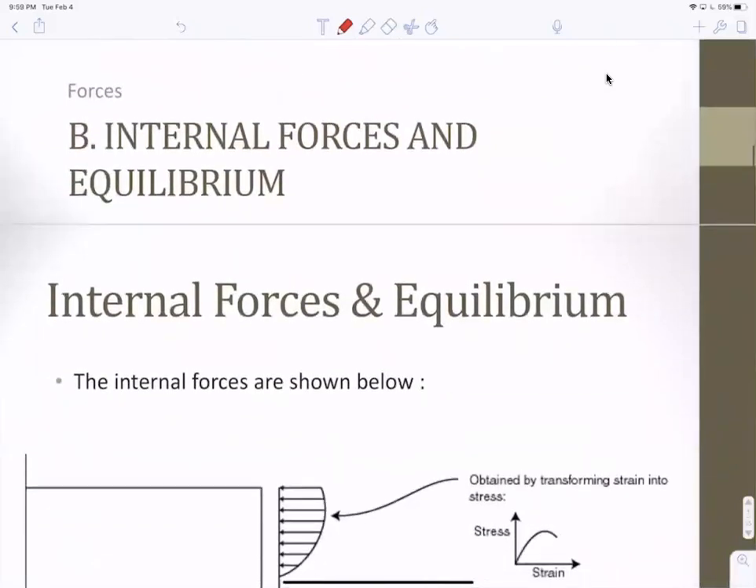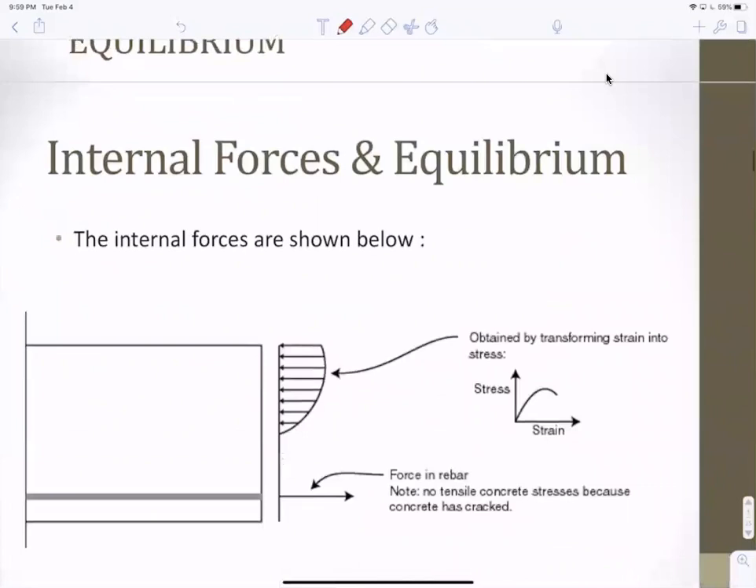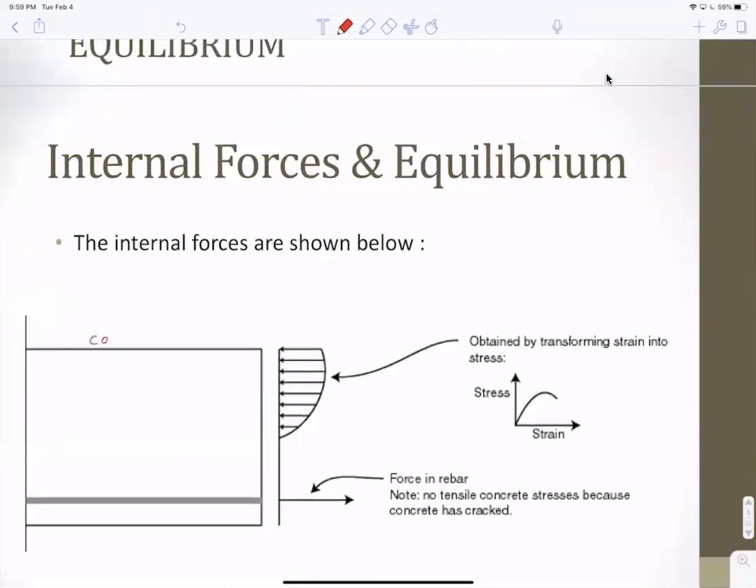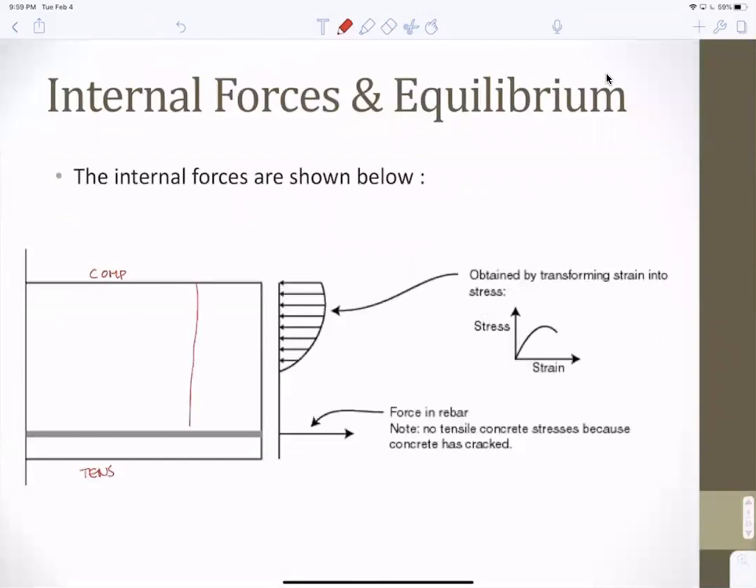Next, let's talk about internal forces and equilibrium. When you have a beam with steel on one side only, and you bend it, in this case we'll put compression on the top, tension on the bottom. Remember, the strains are linear with depth. So the strains are going to do something like this. That's strain. This is compression. Down here is tension.